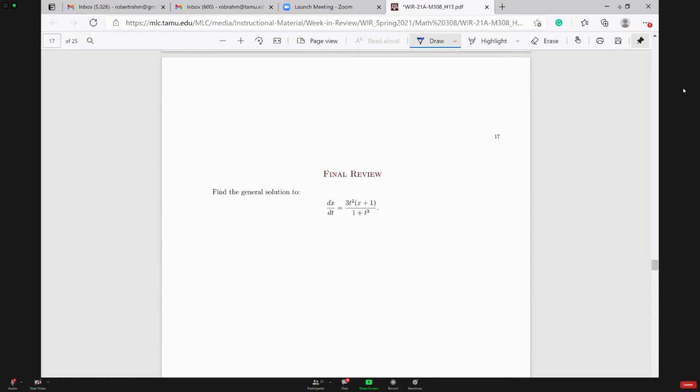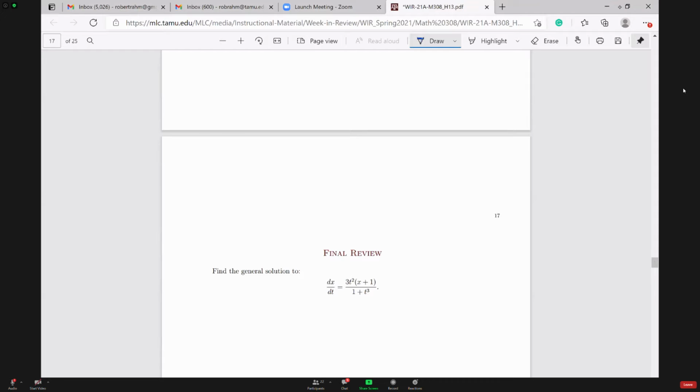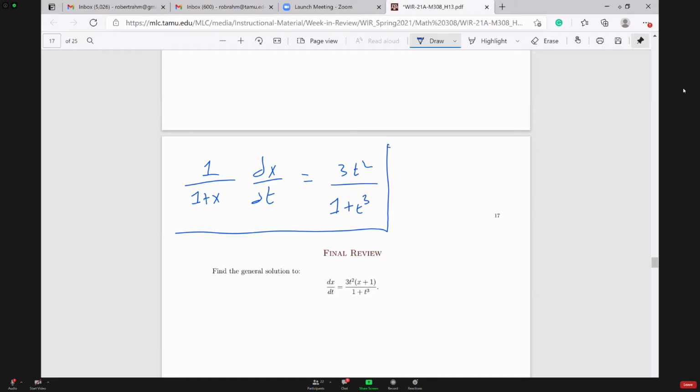Okay, find the general solution to this differential equation. Okay, somebody give me a method that we can use for this. Can't you split them and then take the integral of both sides? Yeah, exactly. So this is a good separable equation. I can put all of the x stuff on one side and leave the t stuff where it is. And so I can write this as 1 over 1 plus x, dx/dt, is equal to 3t squared over 1 plus t cubed. Okay, so when you can write it as some function of x times dx/dt equal to some function of t, it's called a separable equation.